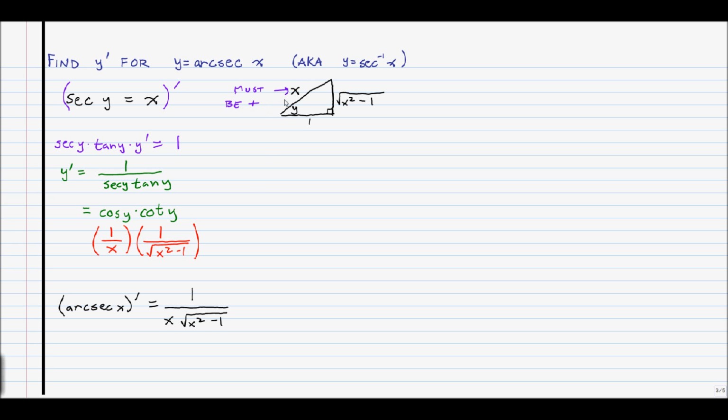Well, to make sure that our answer still has x as a positive number to represent the hypotenuse of a triangle, we do have to add one thing to this. The derivative of arc secant of x is actually equal to 1 over the absolute value of x times the square root of x squared minus 1. So now we've got our final answer.